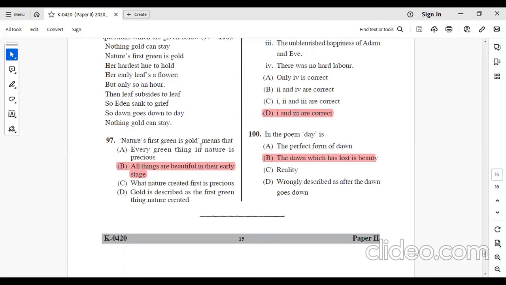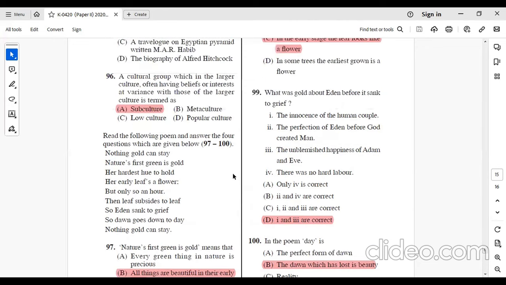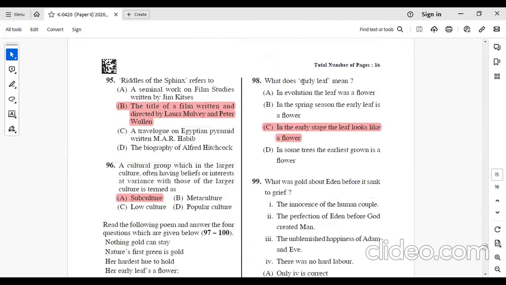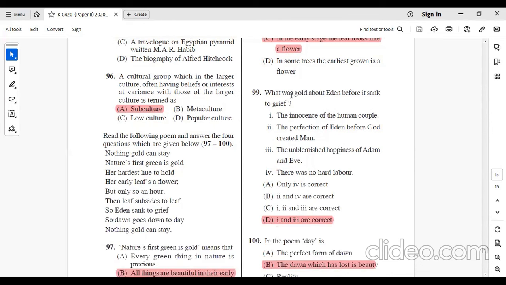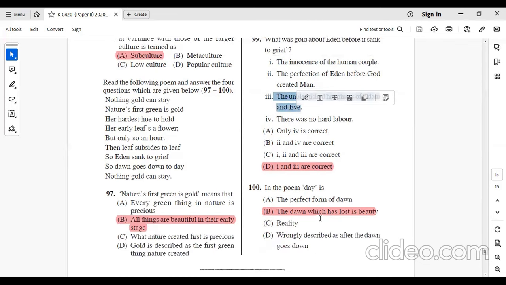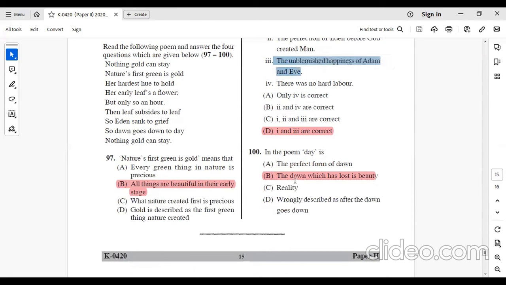Nature's first green is gold, that means all things are beautiful in their early stage. Next question, what does early leaf mean in this poem? It means the early stage when the leaf looks like a flower. What is the gold about Eden before it sank to grief? The first one, the innocence of the human couple, and the third one, the unblemished happiness of Adam and Eve. In the poem, the day refers to the dawn which has lost its beauty.